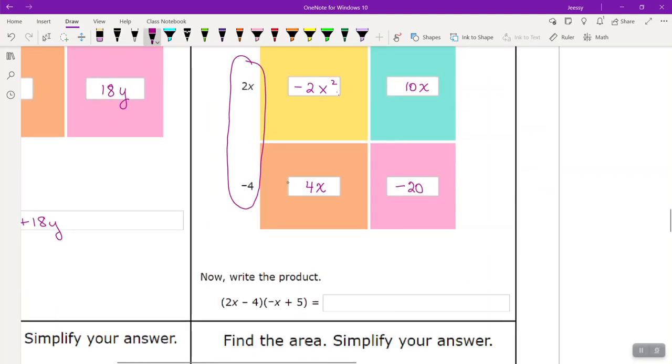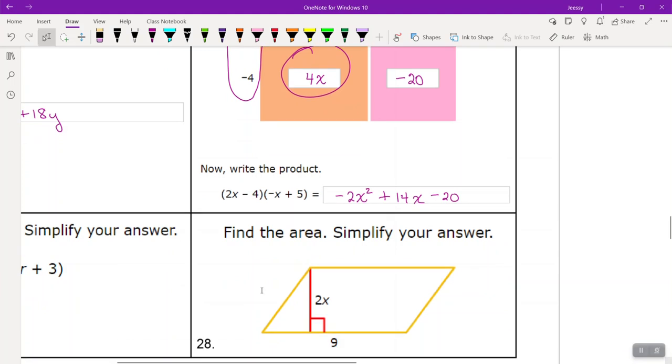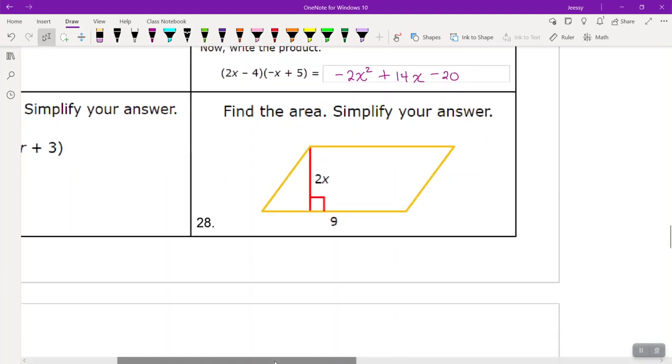Okay. So that would be this one and that one, right? So the answer when we multiply this is going to be negative 2x squared. Anybody, somebody, what's 4x plus 10x? Plus 14x minus 20. This is really easy, right? You're like, what was I struggling with last year? I don't know.